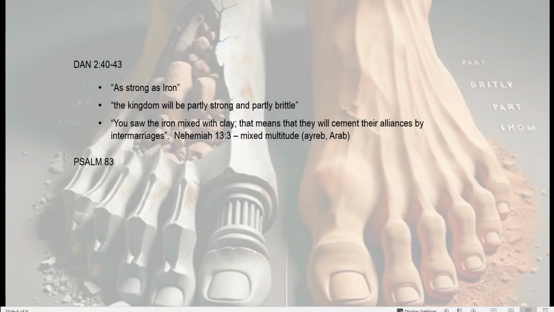Count the toes. 2, 3. Yeah, I counted those last weekend. Yeah.